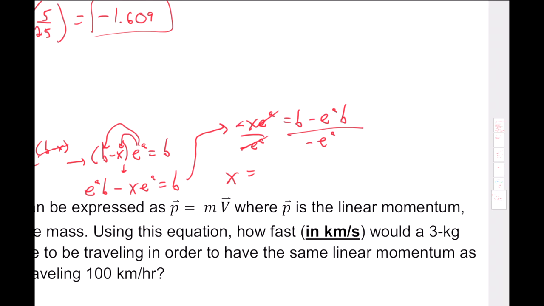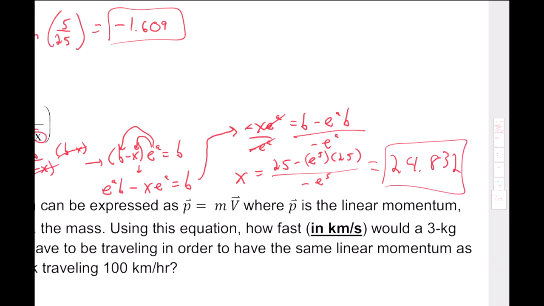So x is b minus e to the ab, so 25 minus e to the 5 times 25, over negative e to the 5. Now all that's left is to plug and chug and see what we get. To make sure we honor a calculator, you've got to make sure that your parentheses are all in the right place, or else things will come out a little wonky. Okay, and after all is said and done, and this is correct, I get 24.832. Sweet.